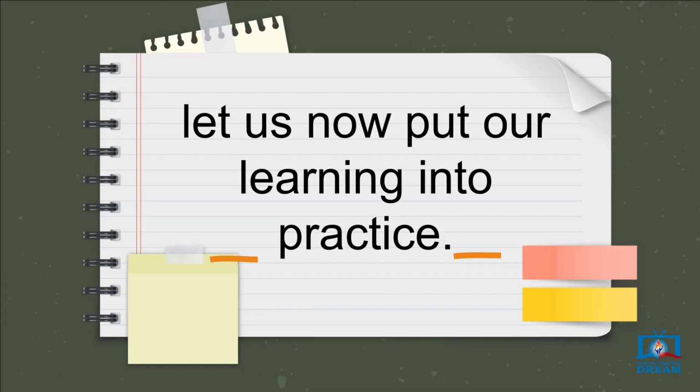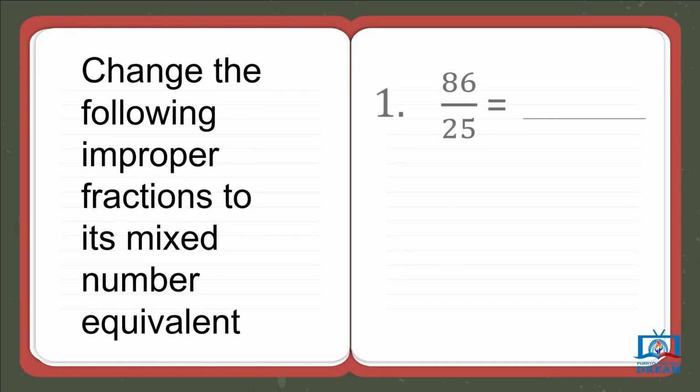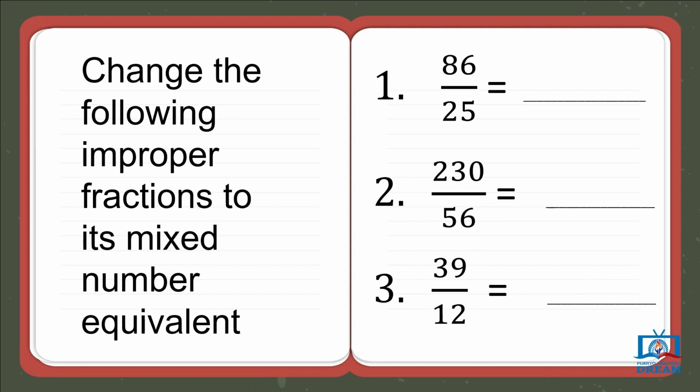Let us now put our learning into practice. Once again, get your activity notebooks and let's start answering the following activities. Change the following improper fractions to its mixed number equivalent. Number 1. 86 over 25 is equal to blank. Number 2. 230 over 56 is equal to blank. Number 3. 39 over 12 is equal to blank.